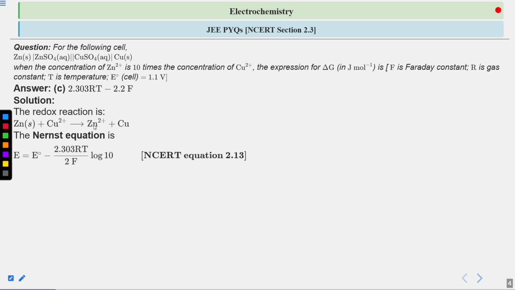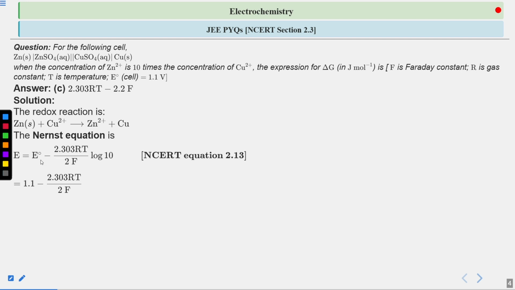That means you can write the concentration of zinc as 10 times copper 2 positive divided by the reactant, which is copper 2 positive. Now in the denominator and the numerator copper 2 positive are present, so they will cancel out, only 10 will remain, and hence we got this equation as the Nernst equation for the cell reaction: E equals E naught minus 2.303 RT by 2F log 10. This is representing the NCERT equation 2.13.